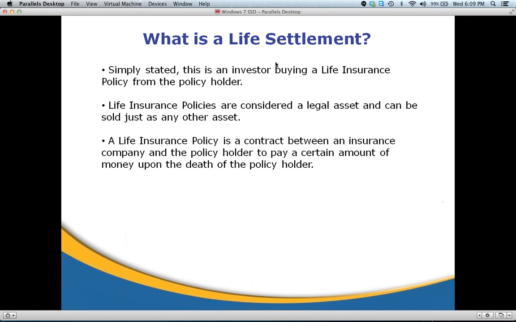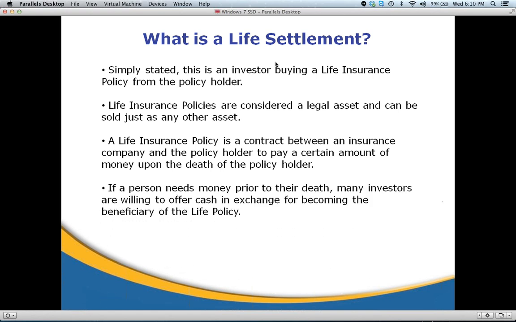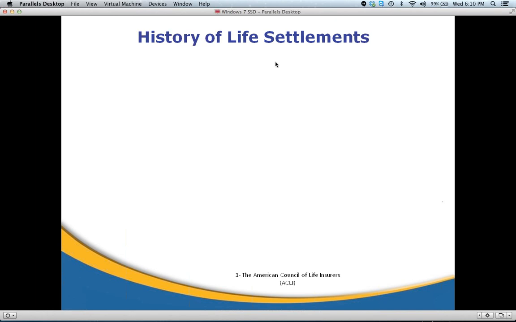A life insurance policy is a contract between an insurance company and the policyholder to pay a certain amount of money upon the death of the policyholder. If someone needs money prior to death for any reason, many investors are willing to offer cash in exchange for becoming the beneficiary of the life insurance policy.